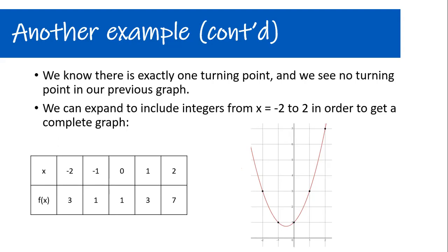So now we just expand to include integers all the way from -2 to 2, and we get a better idea of what's going on. This is a much better looking graph. You see the general shape. We see the intercept at y equals 1. There's no x-intercept here. And we see that turning point that's mentioned. We're good.